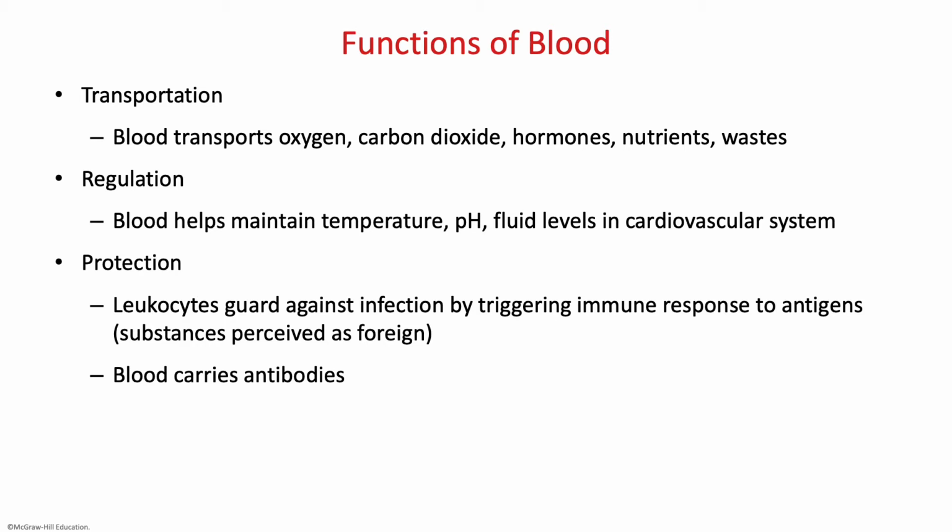A little bit more about the functions of blood. It's the big transporter in your body, so it transports oxygen, carbon dioxide, hormones, nutrients, wastes. It helps to regulate things in your body like temperature, pH, and fluid levels. And it also works with protections. Your leukocytes, which are white blood cells, they guard against infection by triggering an immune response to antigens, which are substances perceived as foreign. Your blood also carries antibodies that will attack specific antigens.